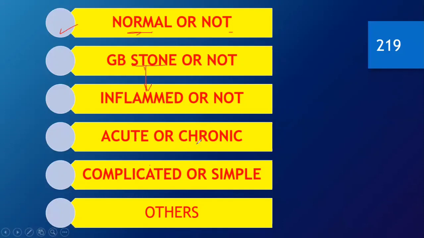Okay. Is it non-calcular cholecystitis? Okay. If it is complicated, what is this complication? Is it perforated? Is it hydrops? Is it chronic? Is it lymphedema? Is it emphysematous? Okay. And others like adenomyomatosis and the polyps, and of course the cancer. Okay. This is the miscellaneous stuff.